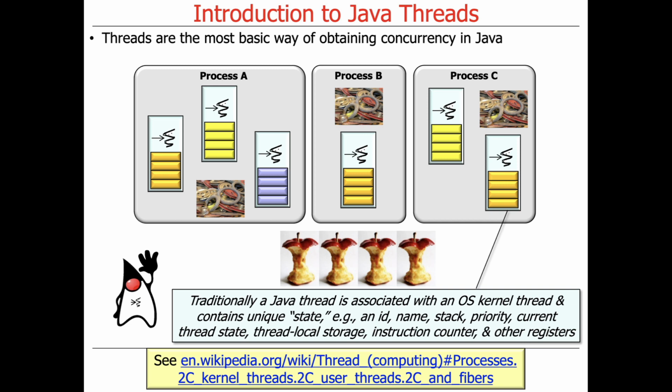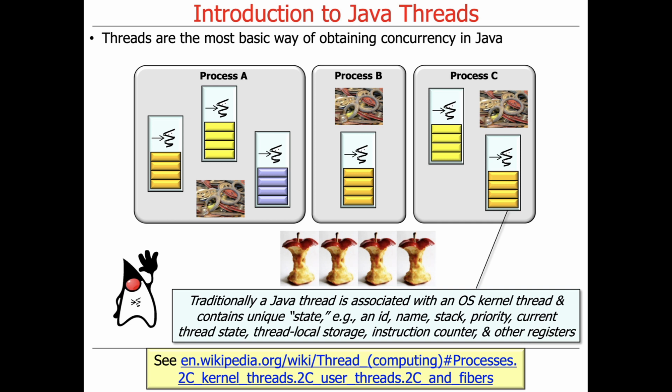A stack, which is what these little orange rectangles are. Priority, which says which thread gets preference over another thread if there are multiple threads ready to run. The current state of the thread, which is not the same thing as the state in quotes. The state is just the data or the storage information. The thread state says, is it running?